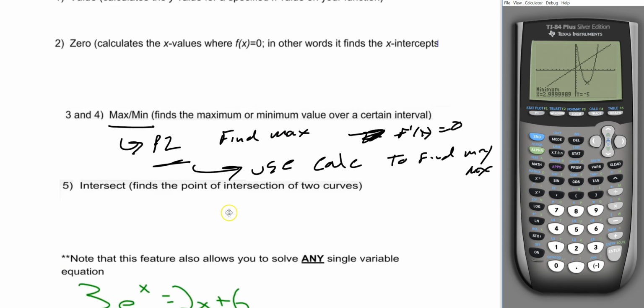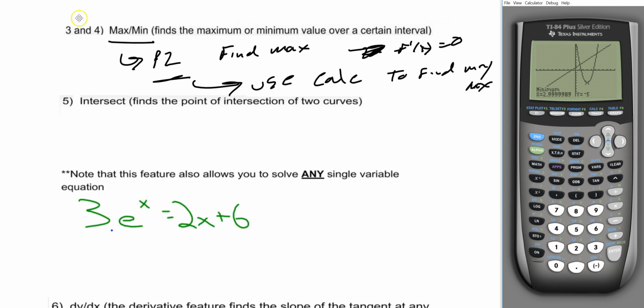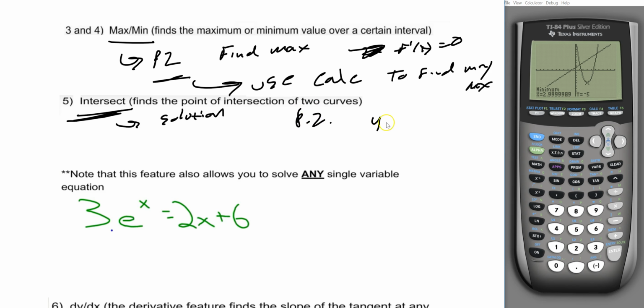Now, one of the most important features, intersect. Right here, right? They want you to intersect two things. And we're going to use this a lot. Anytime you want to find a solution to stuff, you want to find the intersection, right? In paper 2, you got to use a calculator. So just go y1 equals y2 and find the intersection.